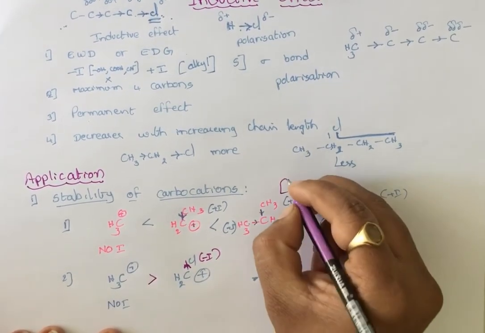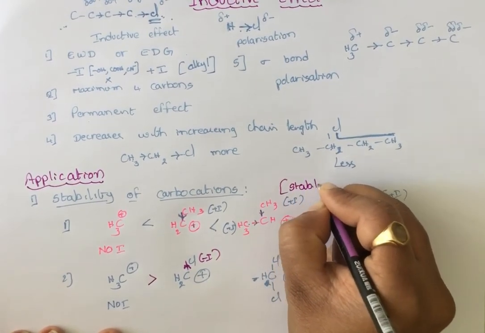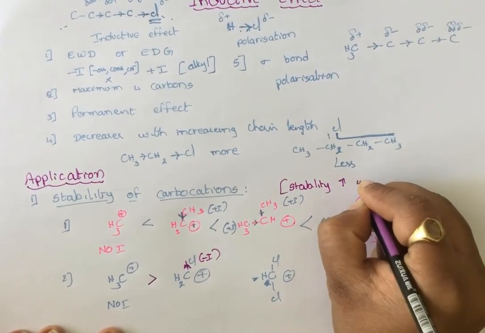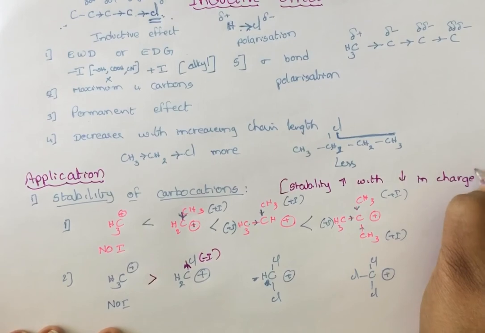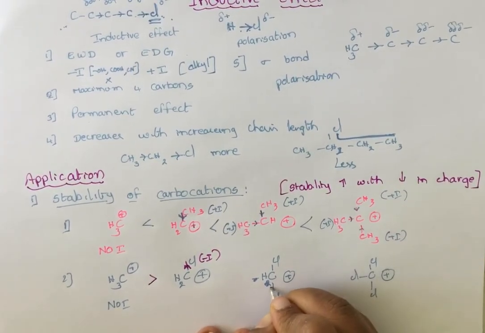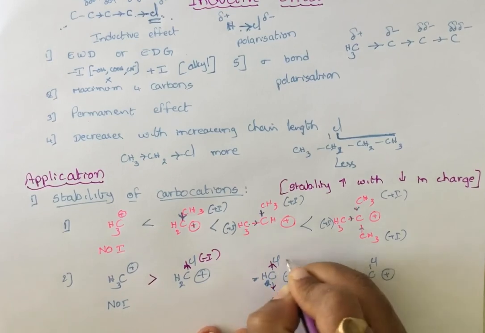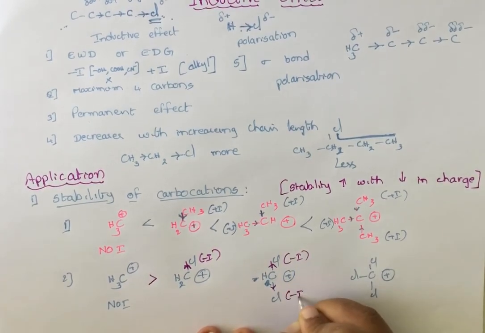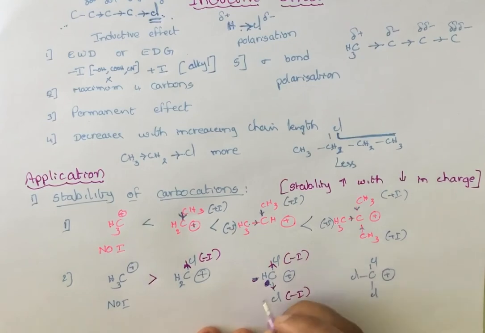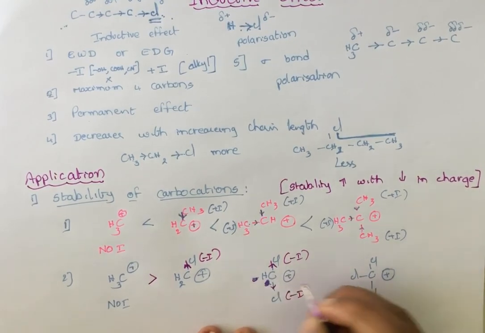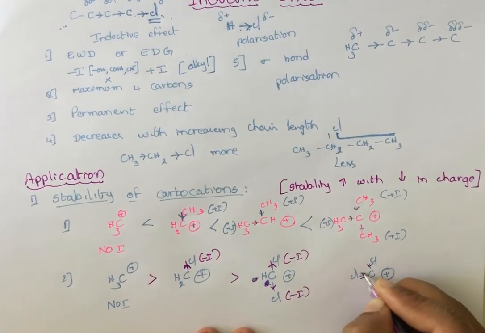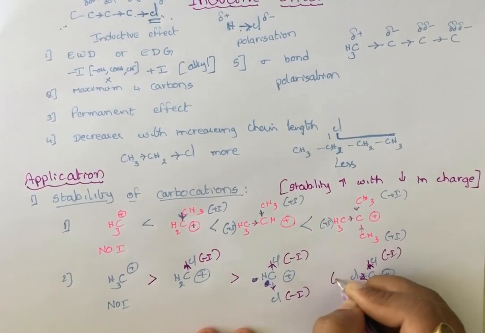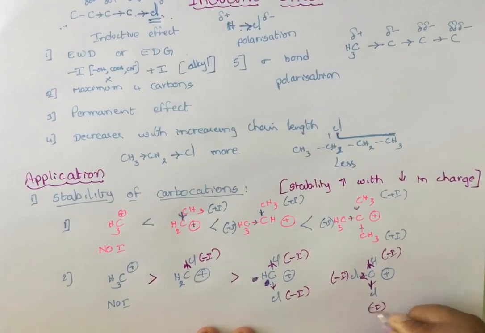How can we simply say it? In general, stability increases with decrease in charge. Similarly, in this case, there are two Cls. They show a minus I effect. When they attract electrons further, the charge on the carbocation will increase further. Whenever charge increases, stability decreases. Here, three groups are there, attracting like this, minus I groups. So further the stability decreases.